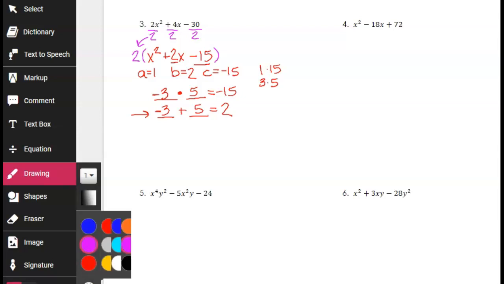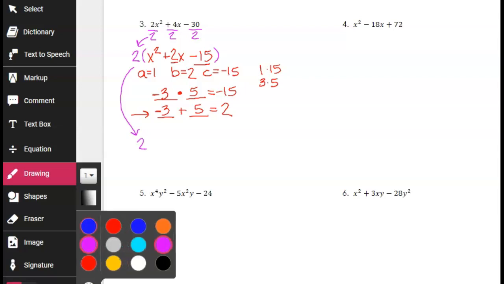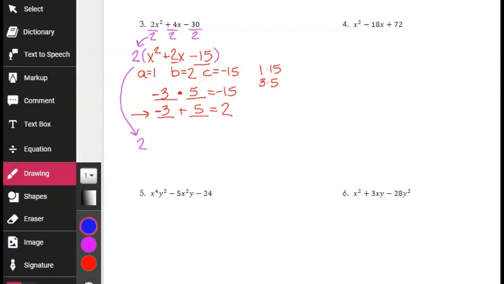So now I continue to bring down my GCF. It's still part of the problem. But then my factors are x minus 3 and x plus 5. The GCF, 2, is also a factor. It is the greatest common factor that we took out at the beginning. So truthfully, number 3 has 3 factors. It has 2, it has x minus 3, and it has x plus 5.